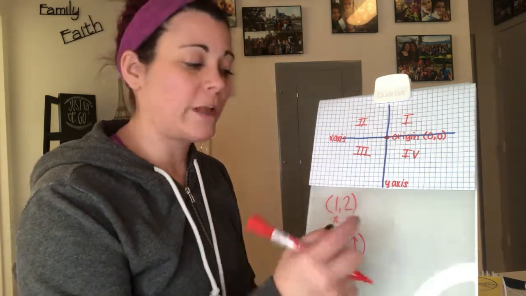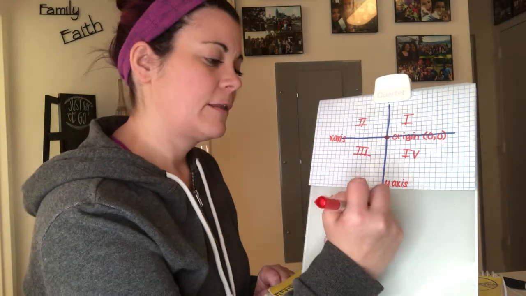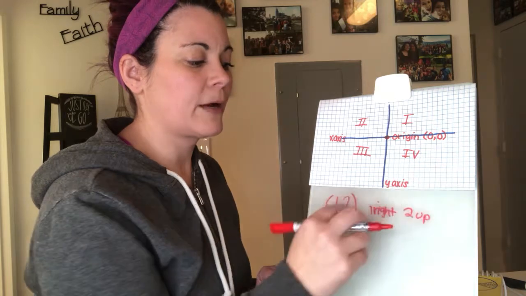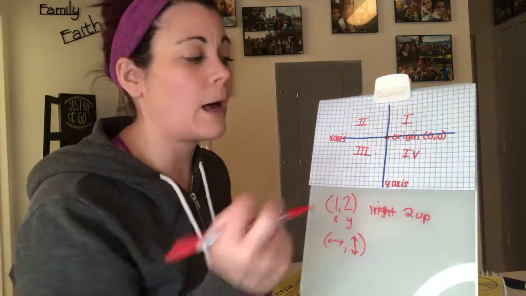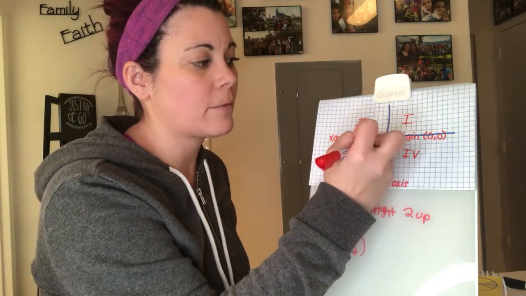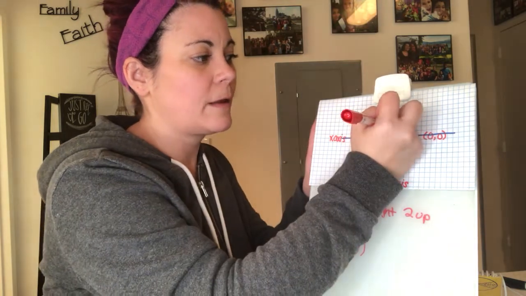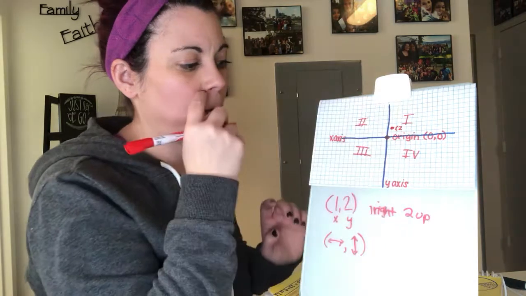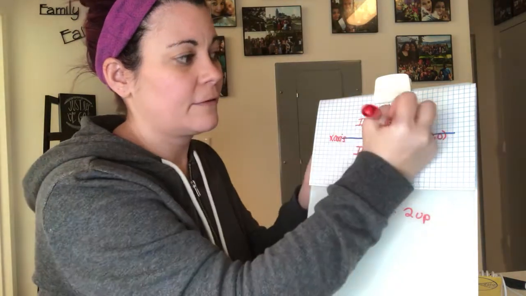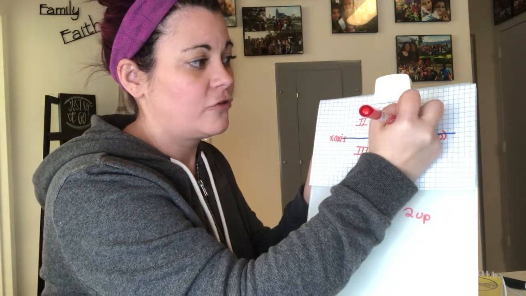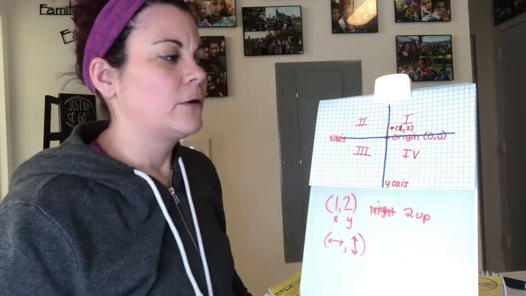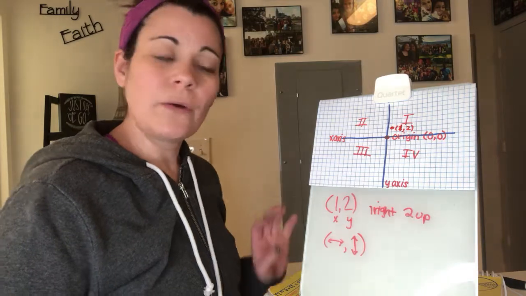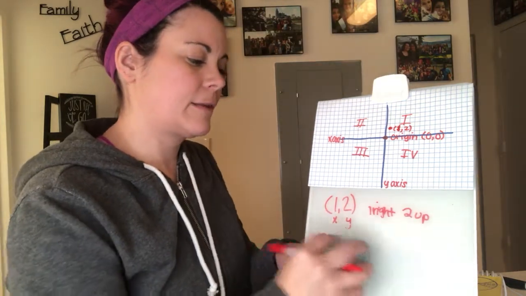So in this case, 1, 2, since 1's positive, that means 1 right and 2 up, because 2's positive as well, so it'd go up. So from the origin, you go 1 right and 2 up, and then you graph it there. So this is the point 1, 2. Sorry, I almost wrote 2, 1. This is point 1, 2. So 1 right and 2 up. Okay? So let's talk about this some more.